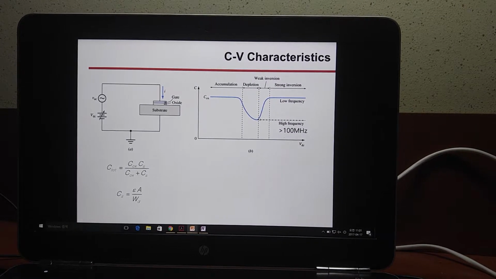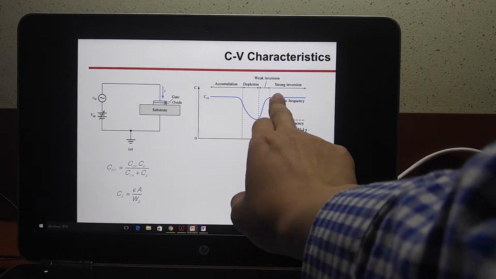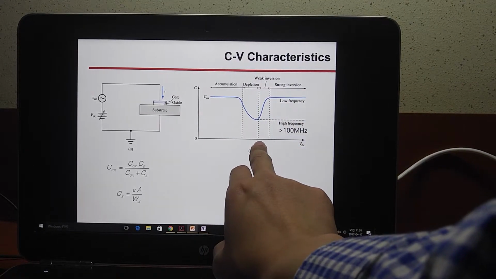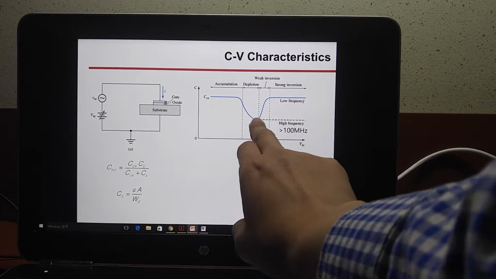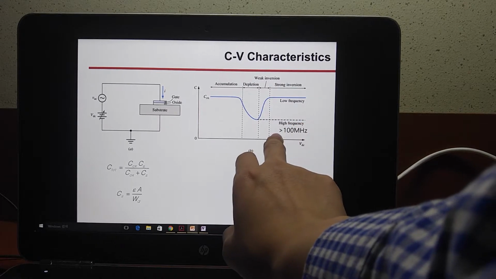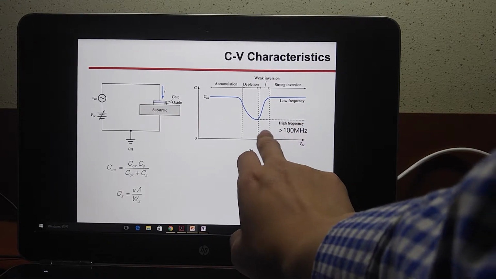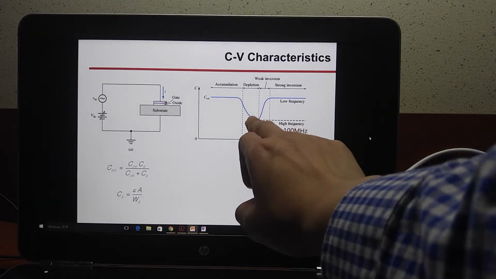And also, if we give low frequency, it will rise from depletion to strong inversion. But if we give high frequency, which is bigger than 100 megahertz, it will not increase like this.